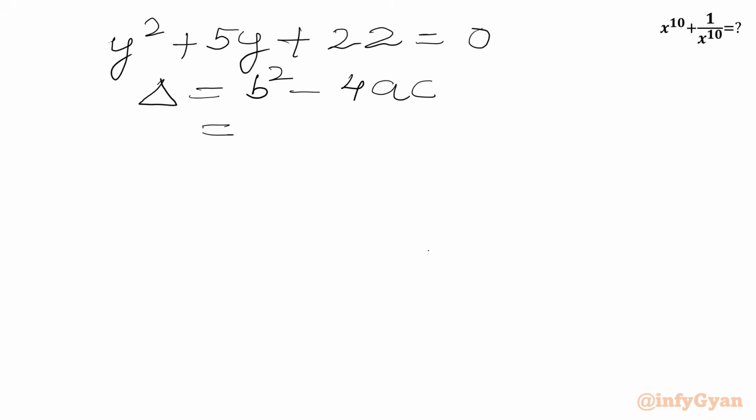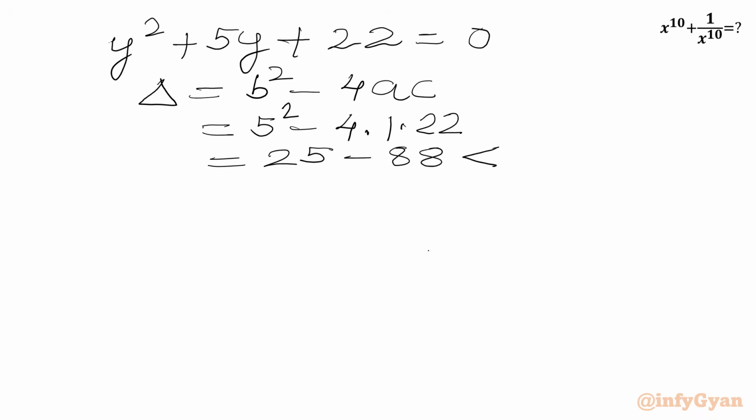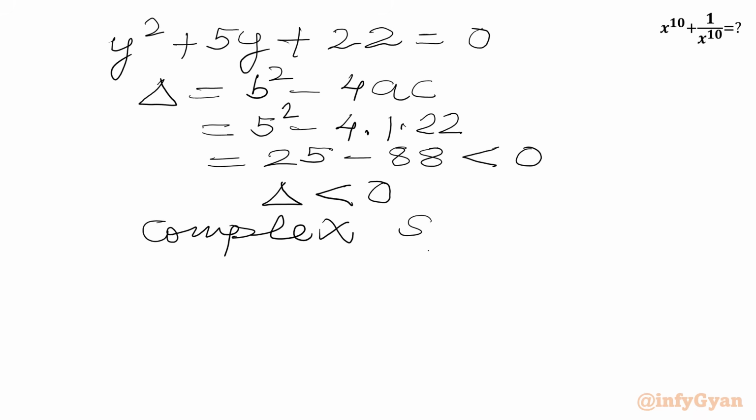So I will write here b square. b square is 5 square minus 4 times a, which is 1, times c, which is 22, which is 25 minus 88. The value will be negative. We are getting our discriminant value negative. So complex solutions will be there. We will write here complex solutions. So we can reject our quadratic equation. Rejected.